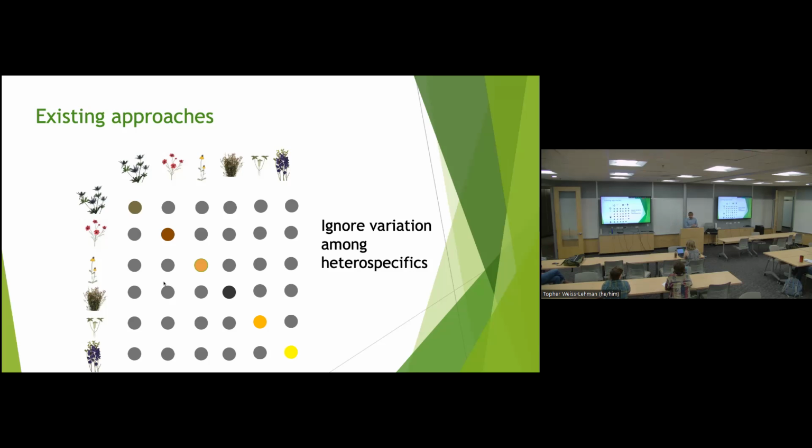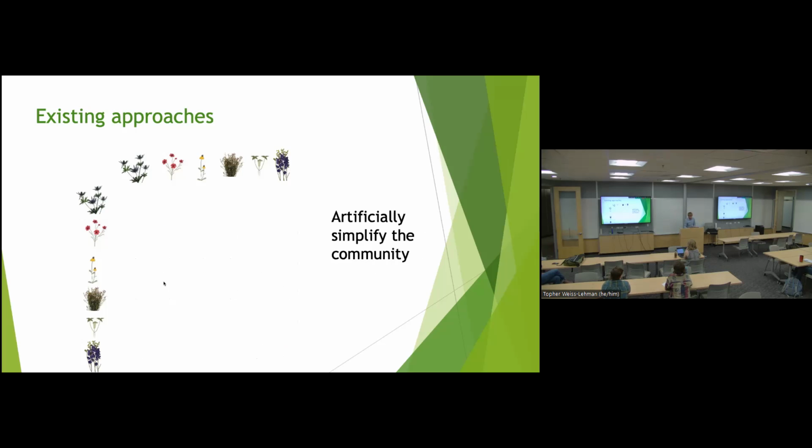Okay, so this is another approach that lumps a lot of potential variability into a single parameter, and so people aren't always very happy with that approach. The final existing approach is to artificially simplify the community. This is quite popular with theoreticians who are just trying to get some empirical data to test some of these models and theories.